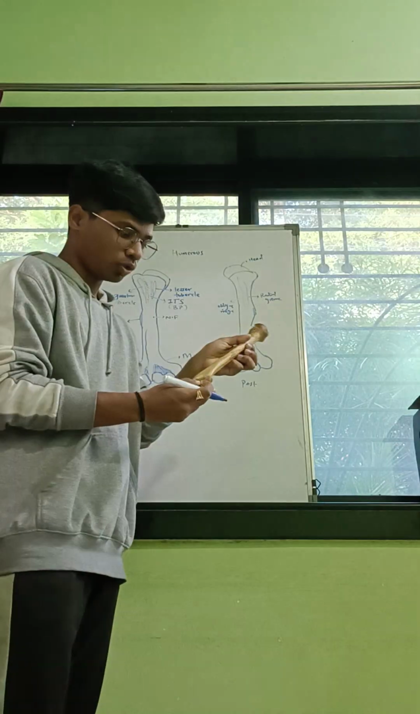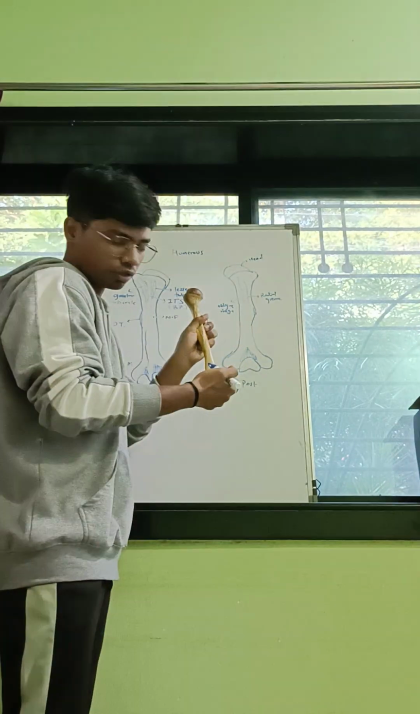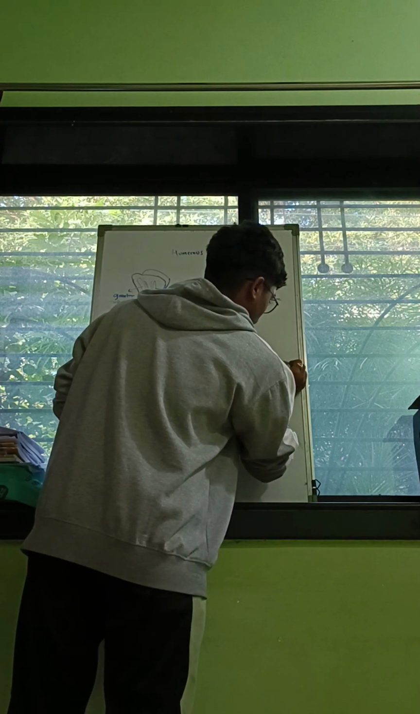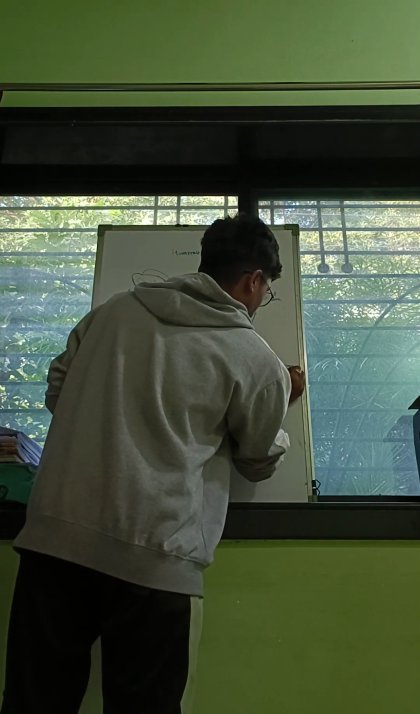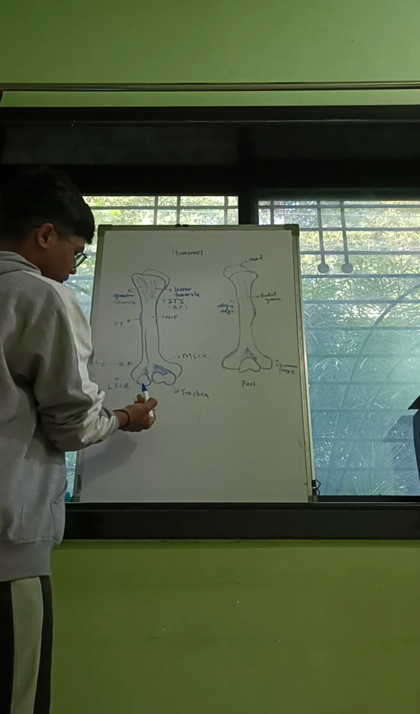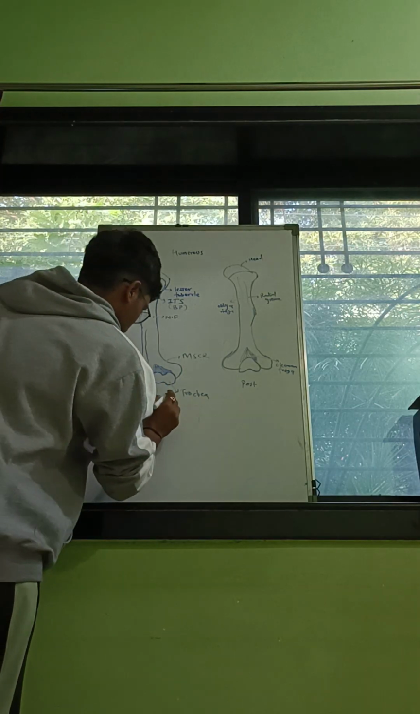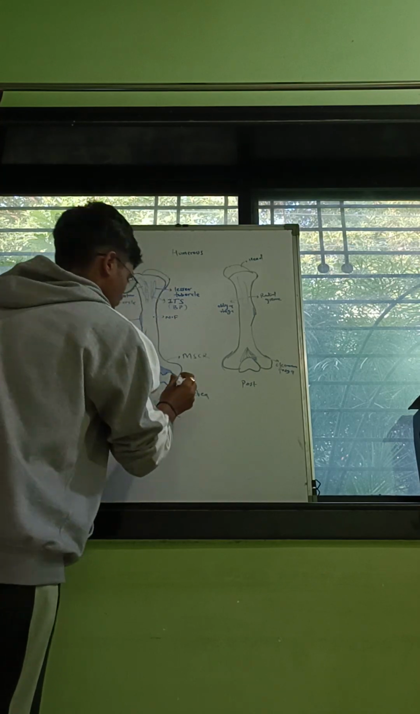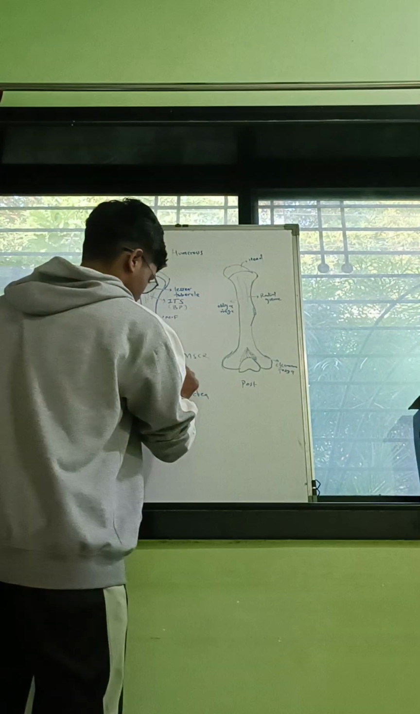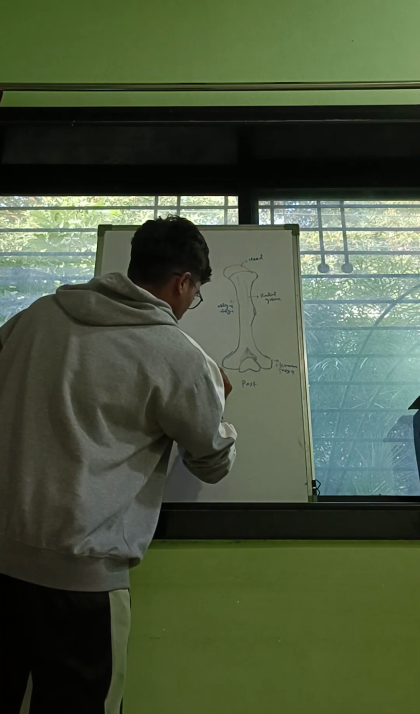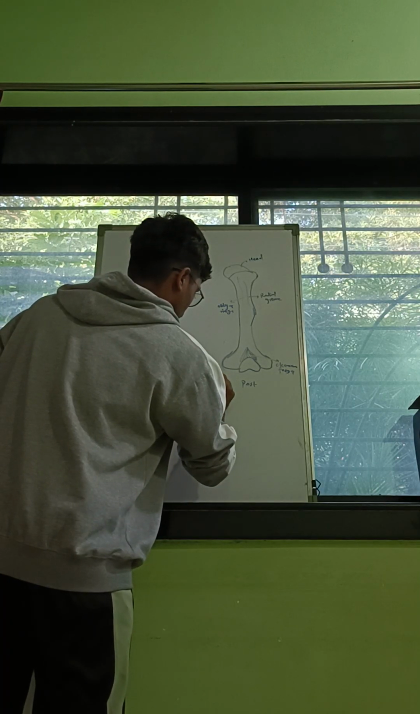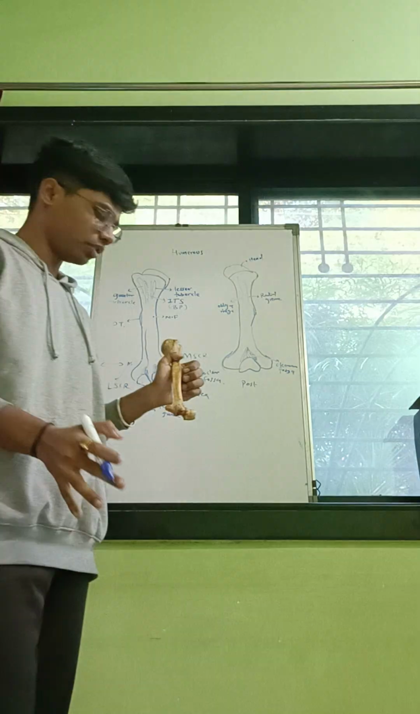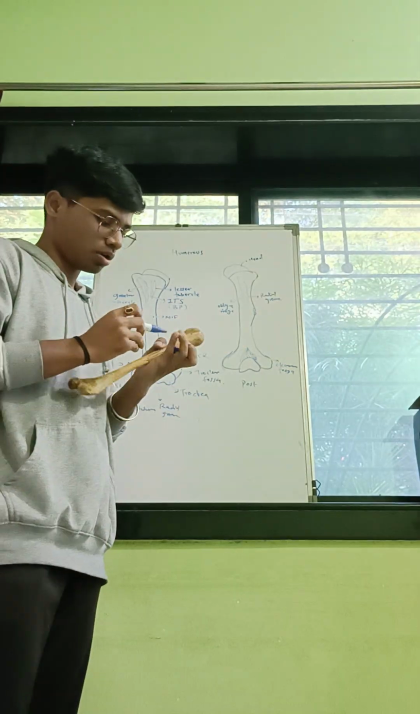And on its posterior side, there is a fossa called the olecranon fossa. Above the capitulum is a radial groove. Above the trochlea is a trochlear fossa. Okay, so these are the basic features of the humerus.